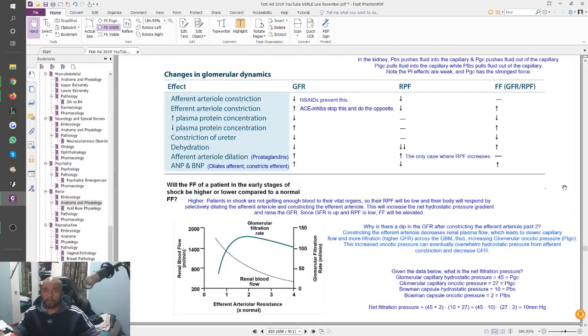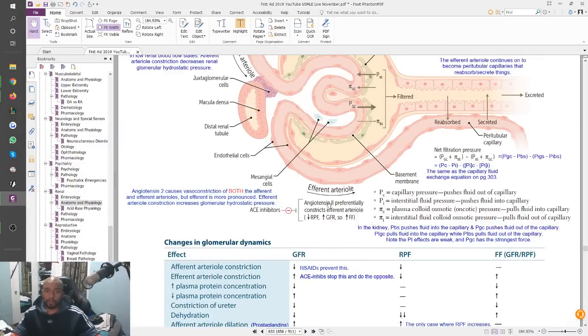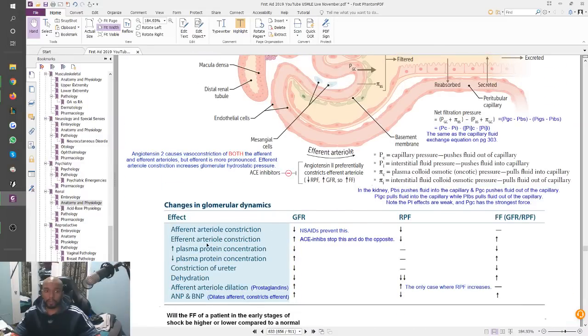Now this table, a lot of students get very intimidated when they see this stuff. But this is actually pretty straightforward. We just finished talking about this, right? We talked about the ACE stuff, efferent arteriole constriction. We said that when you constrict the efferent arteriole, your plasma flow is going to decrease because flow is going to decrease, and since things are going to sit in the glomerulus for longer, your GFR is going to increase. That means your filtration fraction is going to increase because the ratio got really big. ACE inhibitors stop this and do the opposite.